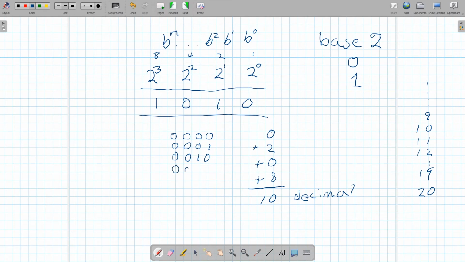The next number is 3, which is 0011. Let's check that. Is this 3? Well, it's 1 times 2 to the 0th, which is 1, plus 1 times 2 to the 1st, which is 2. 1 plus 2 is 3. Okay? And then we're out of digits again, and also we need to carry, which means we're out of digits here, so we need to carry again. So it's 0100, which is 4. And you can see that because it's 2 squared, which is 4.